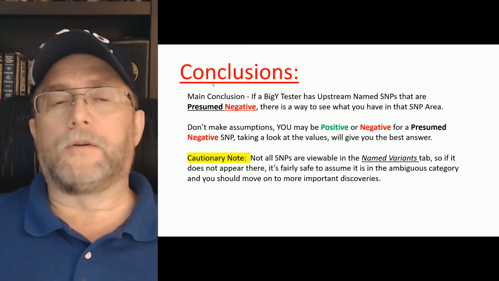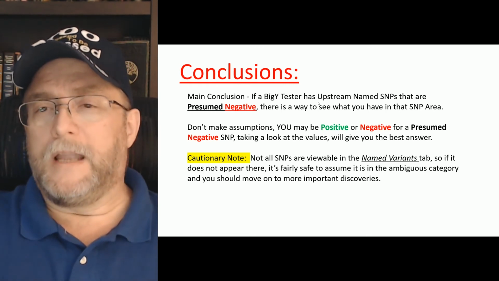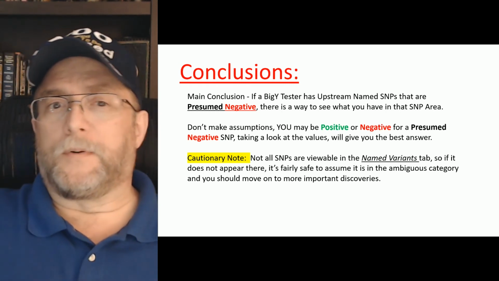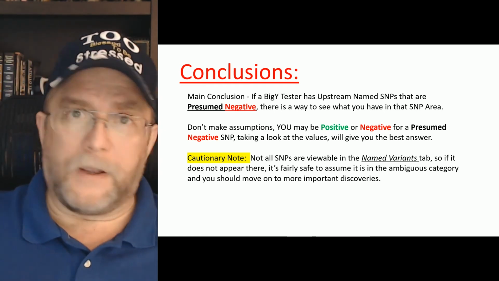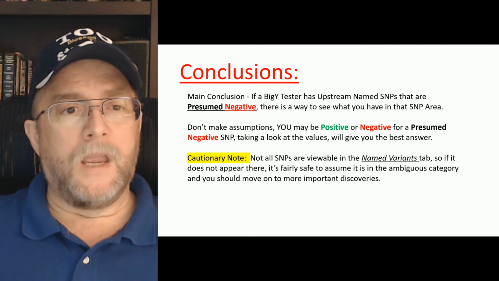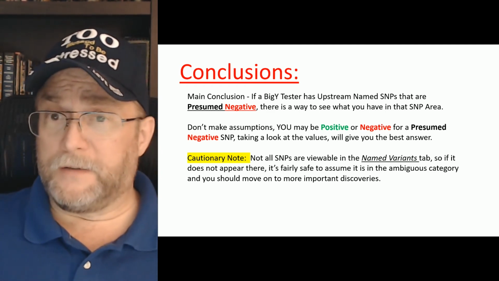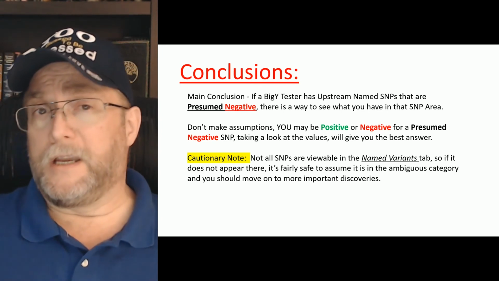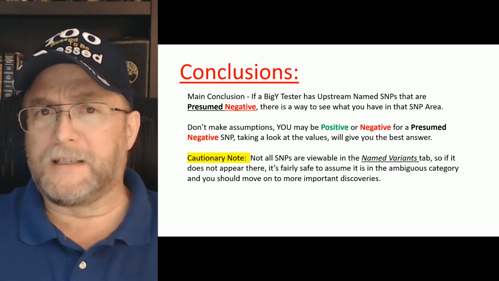So the main conclusion I want to give here is, if you have a BigY upstream named SNP and it's showing presumed negative, there's a way to look to see what your value is. Yes, there are other places you can transfer to, but you can see it right in FTDNA right here. And the next statement says, don't make an assumption. Don't assume you're positive for it or negative for it if you see a presumed negative. Most people I've talked to say, well, I'm negative for it because it says presumed negative.